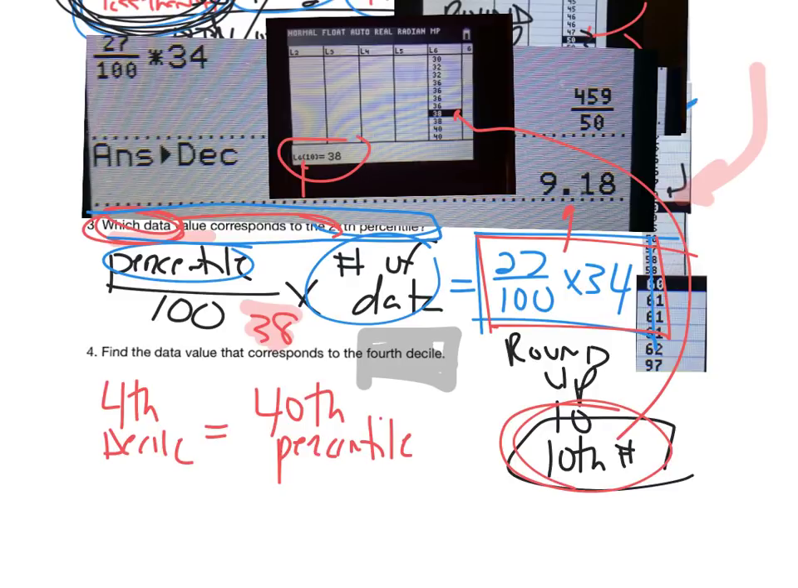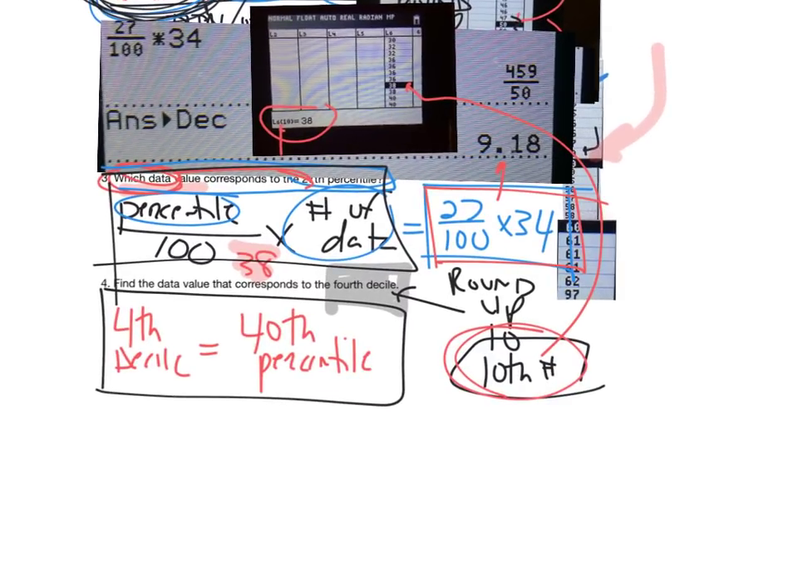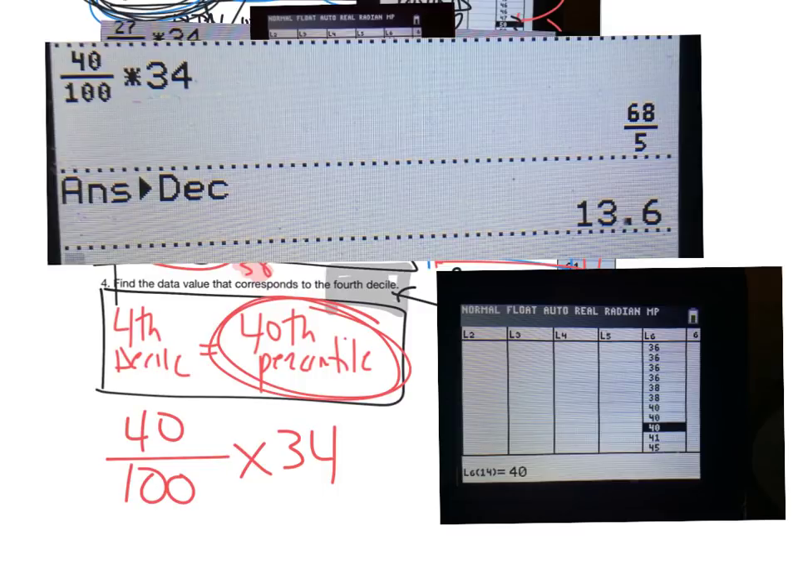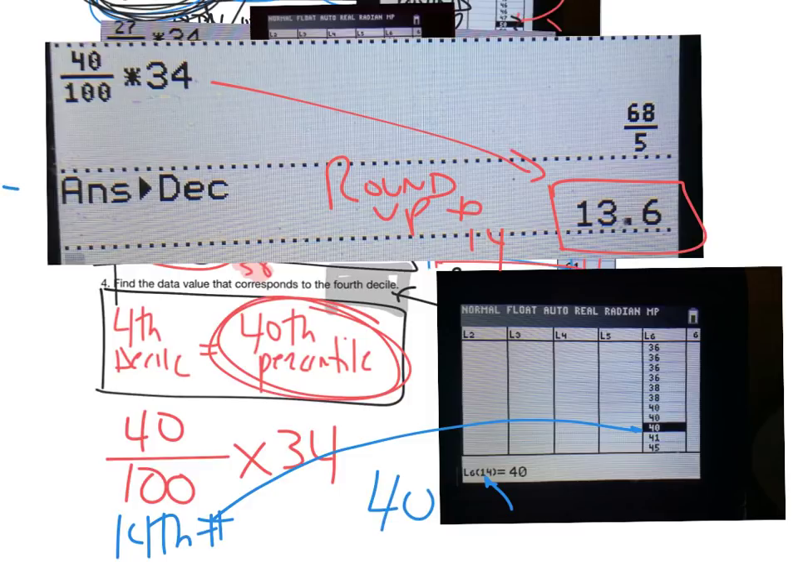So basically what we're going to do is just do what we did before for number 3 for the fourth decile. Here the fourth decile is the same as the 40th percentile. So we'll do percentile, which in this case is 40, divide that by 100, and then multiply it by the number of data values. So here we're going to do 40 over 100 times 34. So here we're going to be left with, when we convert it to a decimal, 13.6. We're going to round up to 14. So that means the 14th number in the list. So here when you go to your list and find the 14th number, that is the number 40. So the number 40 corresponds to the fourth decile.